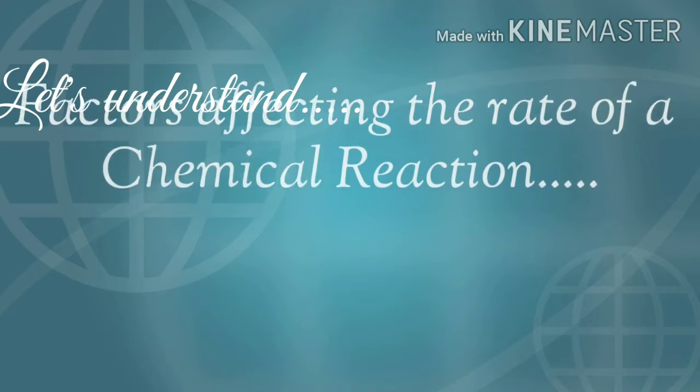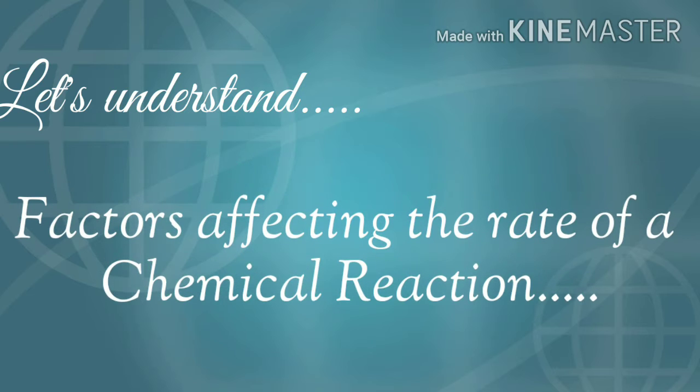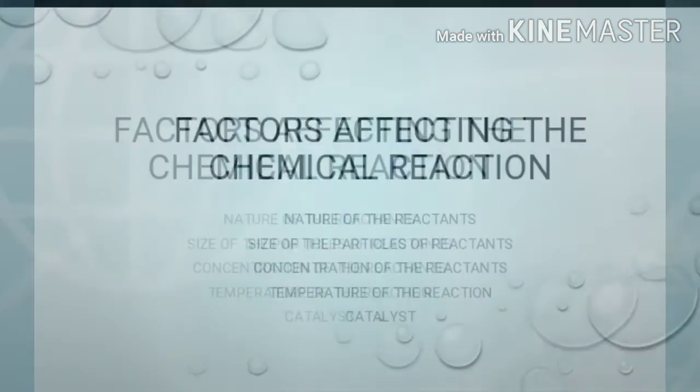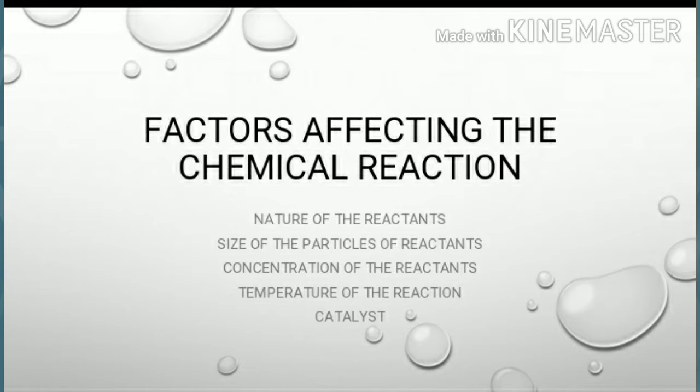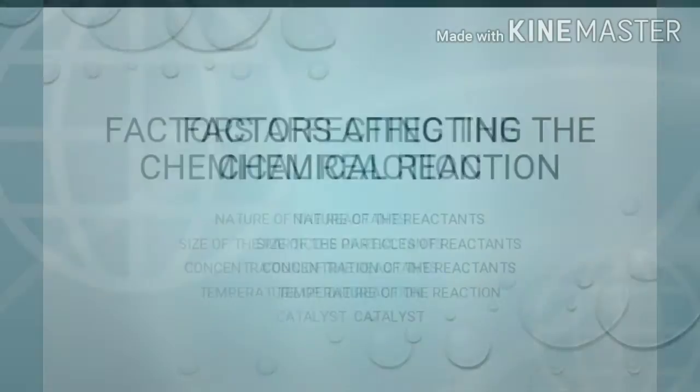Let's understand factors affecting the rate of a chemical reaction. We know that the rate of reaction depends on some factors. What are these factors? First, nature of the reactants. Second, size of the particles of reactants. Third, concentration of the reactants. Fourth, temperature of the reaction. And last, catalyst. Let us study all these factors one by one.